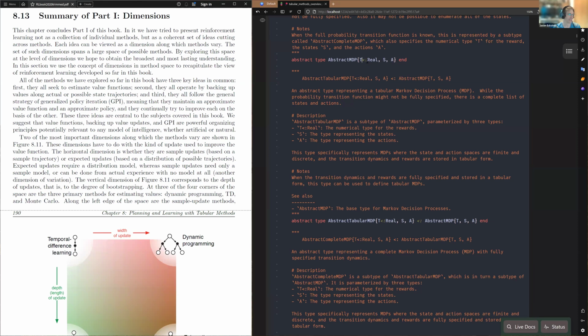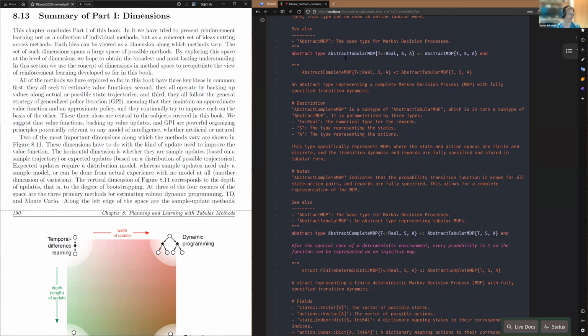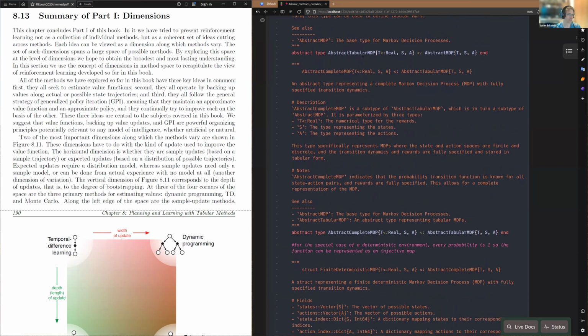So this would apply to any MDP. And then, for this part 1, we're dealing with these tabular MDPs. And in general, for the tabular MDPs, there will be within it a defined list of states and list of actions. So you could access the complete list of states and actions.